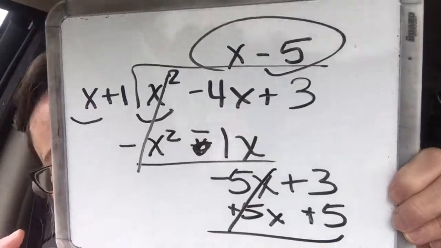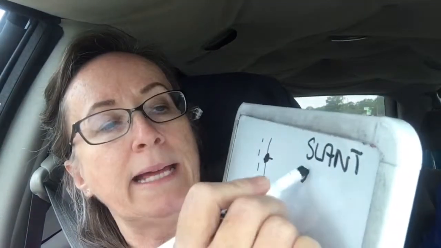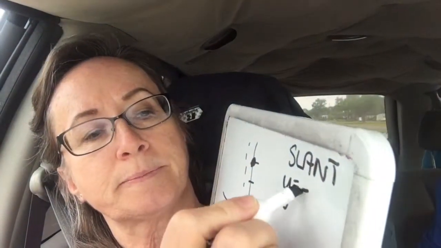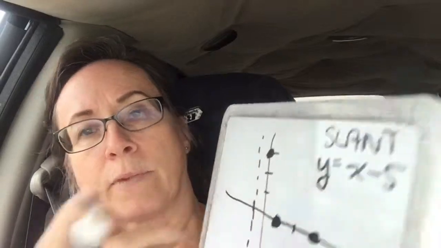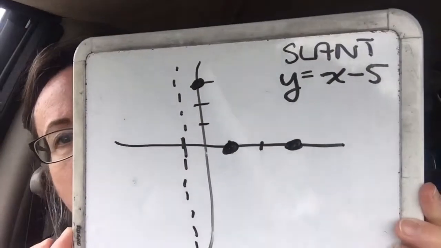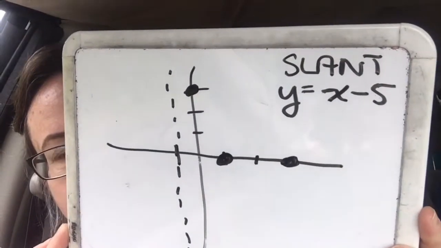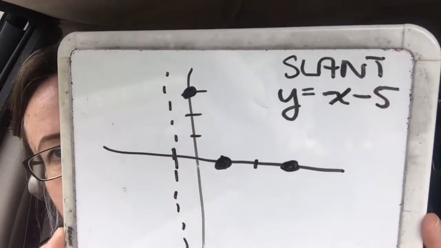Okay, so everybody can see that. So now I'm going to come back here, and not horizontal, excuse me, that's slant asymptote, not horizontal. Slant is y equals x minus 5. Okay, so now I have all of my information, except I have not graphed the slant asymptote.